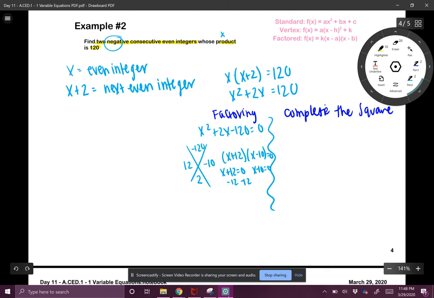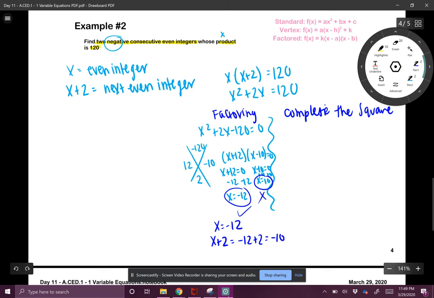I'm going to subtract 12 on both sides. I get x equals negative 12. And if I add 10 on both sides, x equals positive 10. So we've got our 2 possible answers. But the problem is that we're looking for 2 negative integers that multiply together to make 120. Positive 10 isn't negative, so that's not going to be our answer. Negative 12 is going to be our answer. So if x equals negative 12, x plus 2 is our next number, and negative 12 plus 2 gives us negative 10.